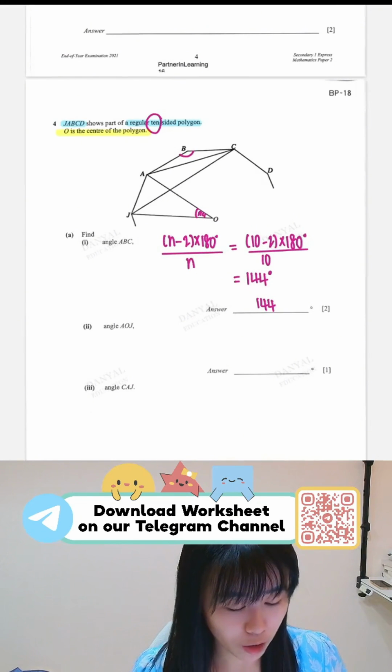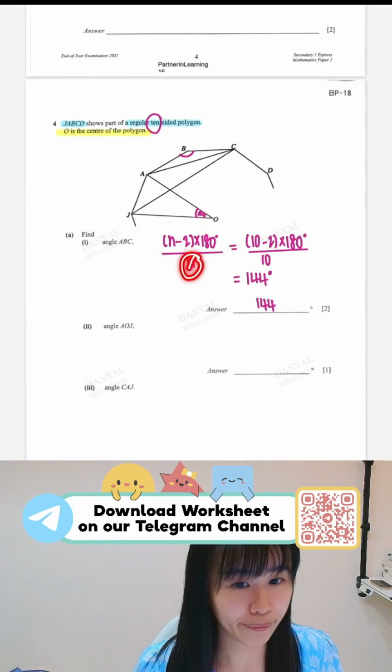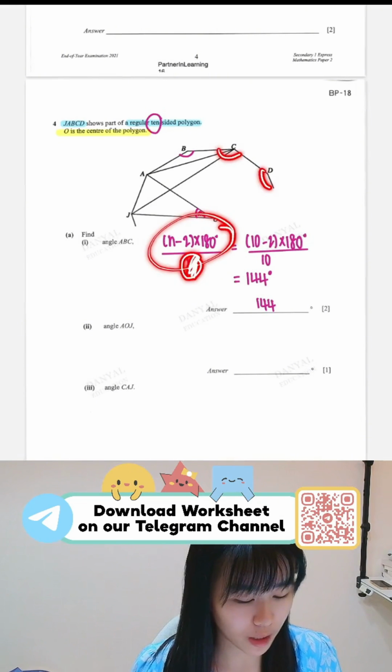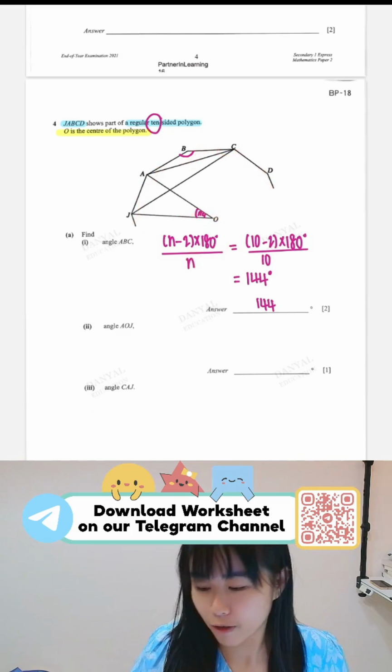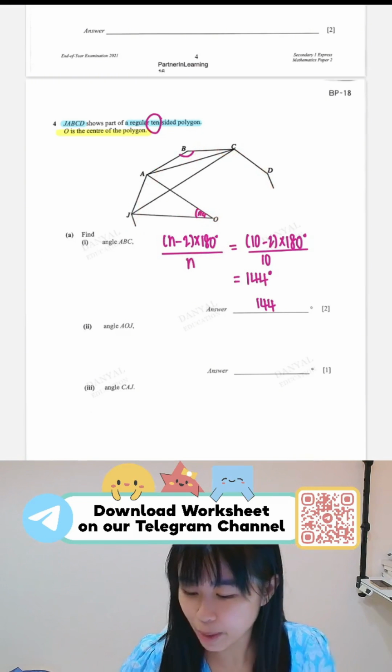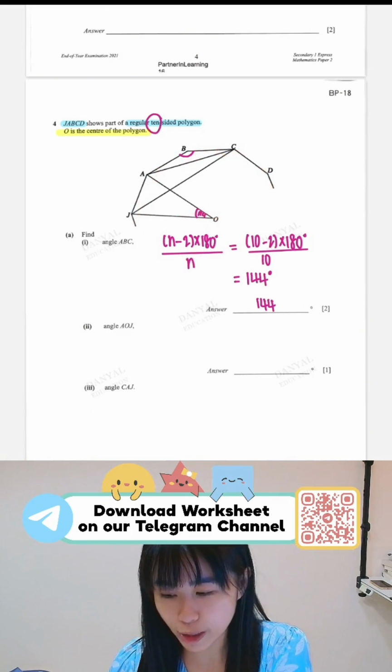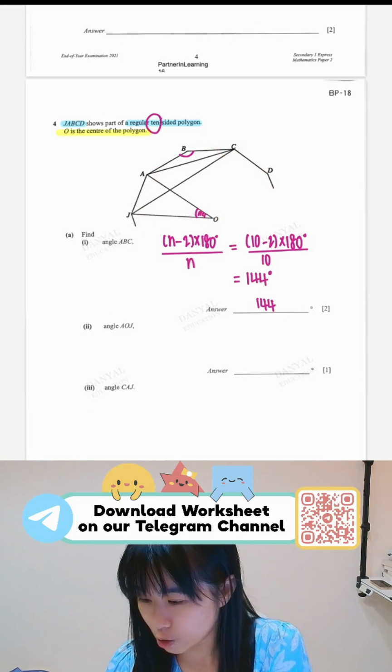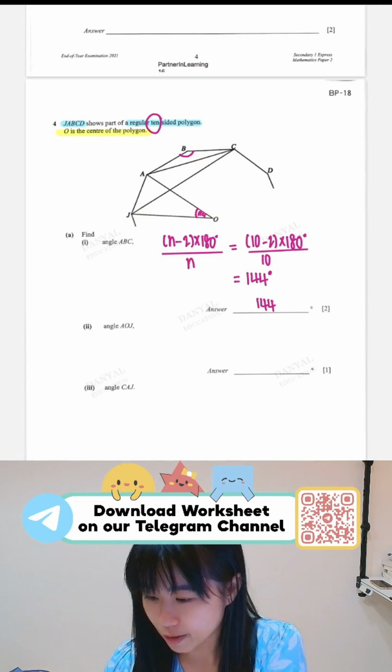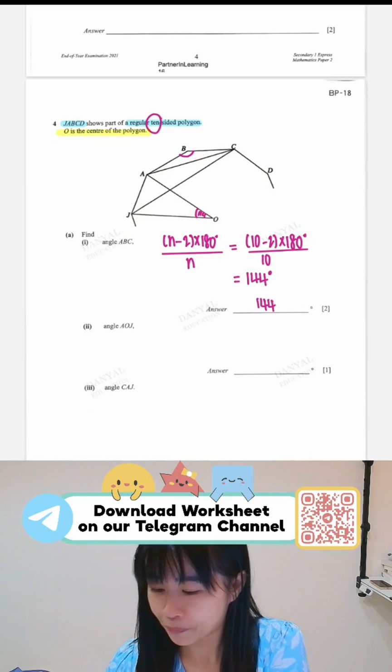If it's irregular, what are you supposed to do? If it's irregular, you cannot divide by n. You can only find the sum of all the interior angles. Then you have to stop there, and depending on the clues, you continue to work with the clues. Usually, they'll give you more clues. Else you cannot solve. Okay, next one.